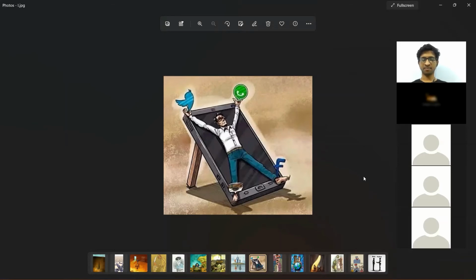Everybody. I can see that a person is totally involved in mobile phones. He has got many mobile apps. So, as we know that this is our 21st century.